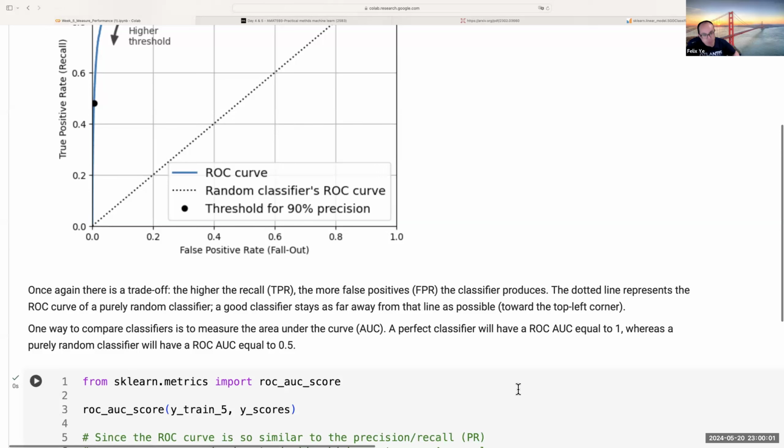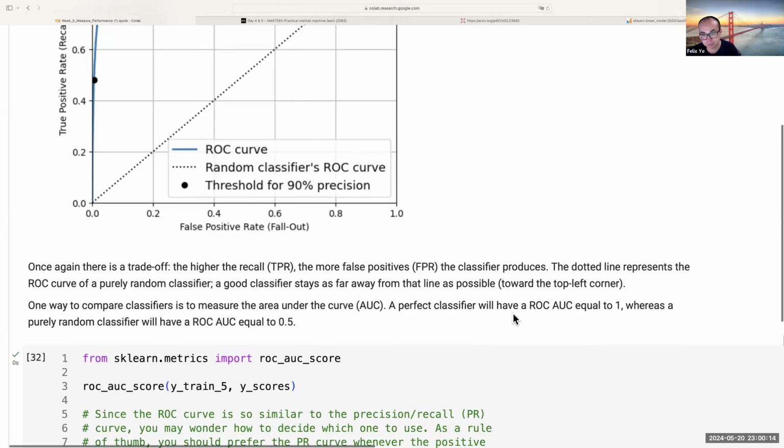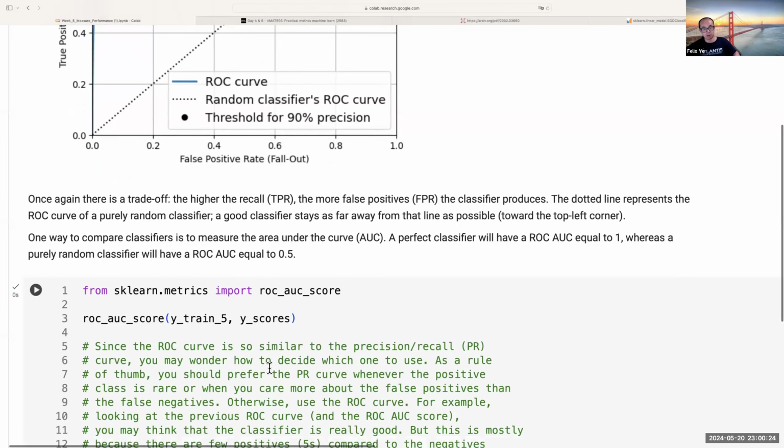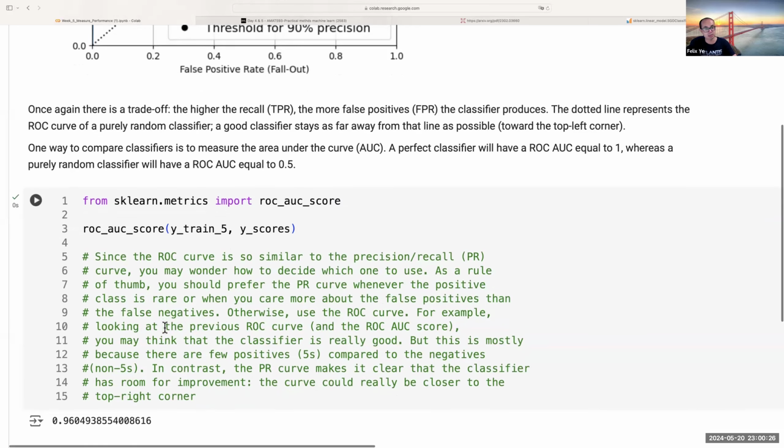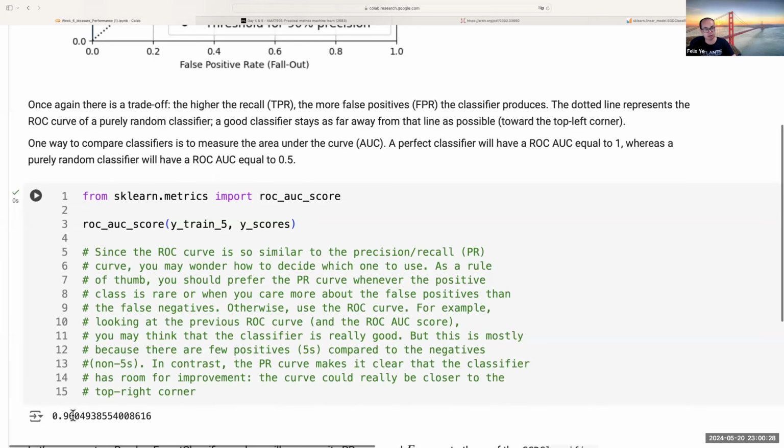left corner. As I mentioned, one way to compare classifiers is using the AUC, which is the area under this curve. A perfect one should equal 1, and a purely random one should be 0.5. So everything should be between 0.5 and 1. For this one, we're getting 0.96, which is not bad.